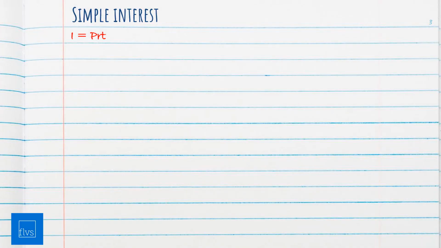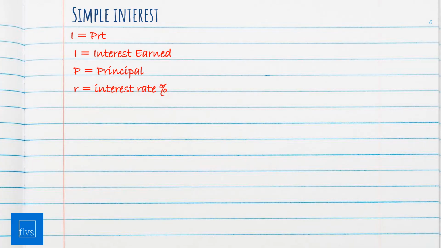We use the formula I equals PRT when we're trying to work out how much interest has been earned. The parts of the formula: I represents the interest earned. P represents the principal. That's how much you start with, the dollar amount you start off with. R is the interest rate in a percentage form. T is time, and time is usually in years.